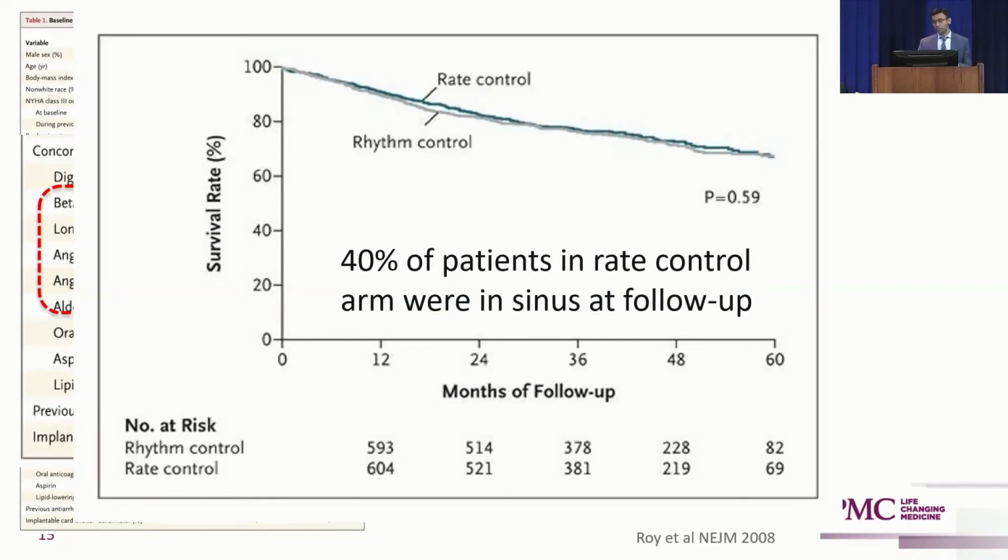So I'm going to focus in the next 3 slides on 3 different strategies that were highlighted in the trials in the last 15 years, and then summarize our strategy for atrial fibrillation and heart failure management.